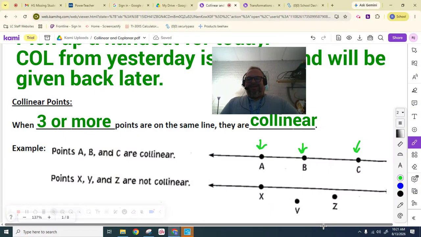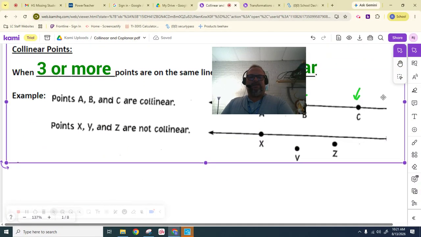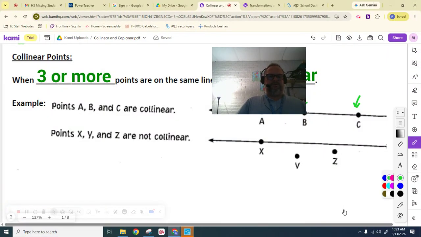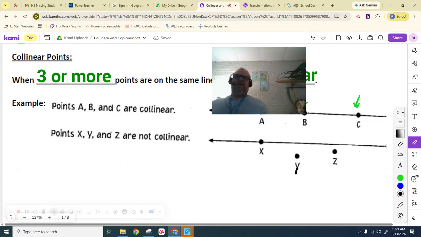So, X, Y, and Z are not collinear because guess what? They're not on the same line. All right? Yeah, it's supposed to be a Y. It looks like a V. It got cut off. Hang on. I'll fix it. Watch this. Bam! It's a Y. Okay? X is the only one on that line. Kind of Y and Z. Look.